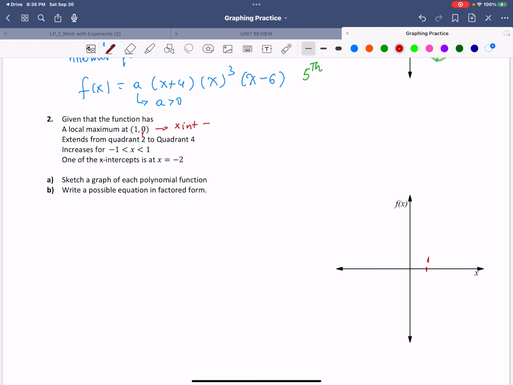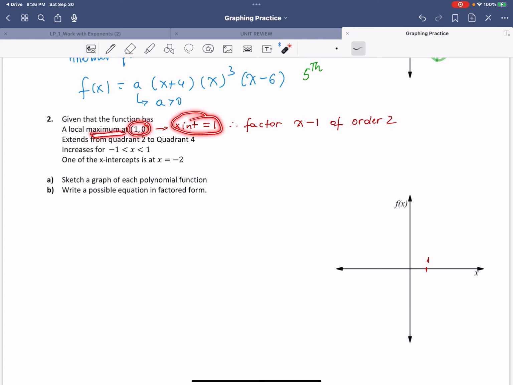So we're going to say that the x-intercept is 1, which means that there will be a factor in the polynomial function of x minus 1, and not only that, but the factor will be of order 2. So look at how much we discover from reading into this small statement here. A maximum at (1, 0) means that we have an x-intercept, which tells us what the factor is, and we know that the order must be 2.